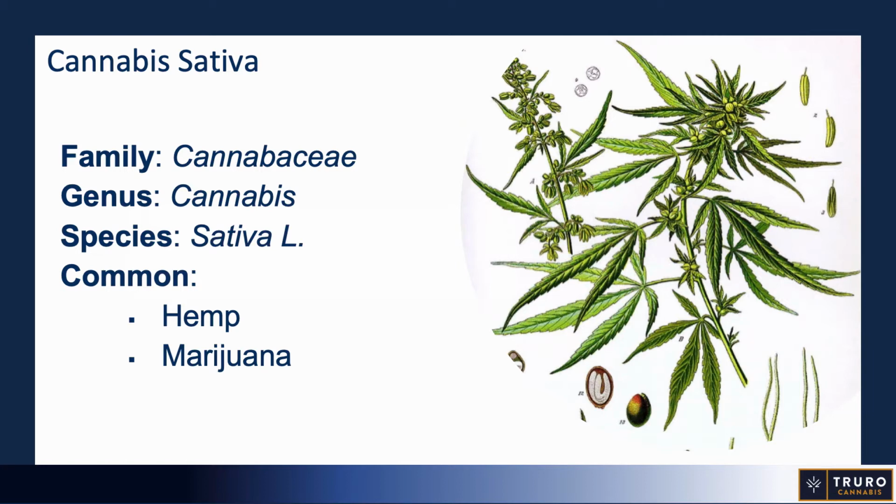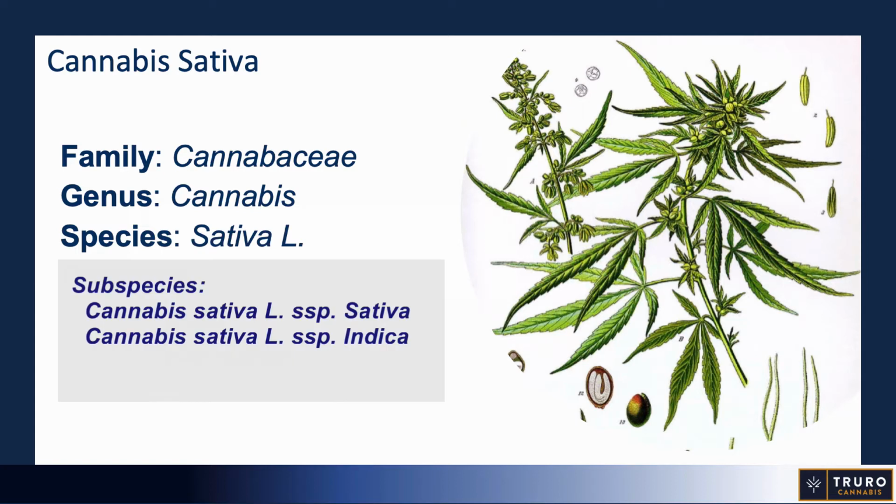Although highly debated, most experts agree at this point that cannabis is monotypic, meaning there's only one species, sativa. Indica is not a distinct species. It does not meet the scientific standard to be classified as such. It is a separate subspecies. Therefore, the correct names are Cannabis sativa sativa and Cannabis sativa indica.